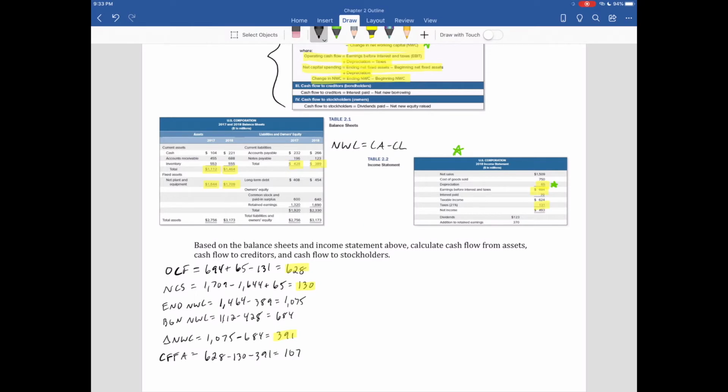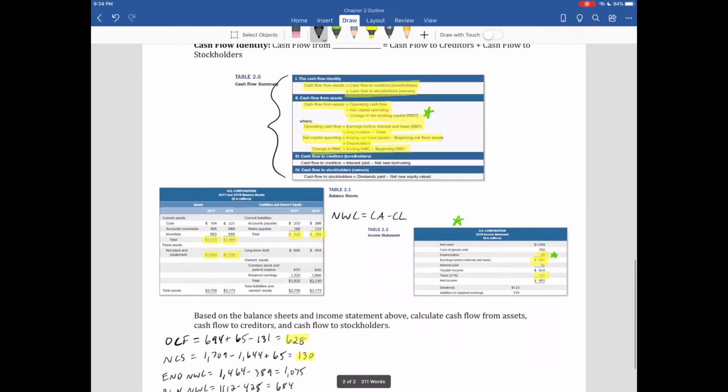Now, it is not uncommon for companies, especially growing companies, to have a negative cash flow from assets. All that would signify is that they're spending more on their fixed assets than what their current operations are generating, right? So with this positive value, their operations actually brought in more than what they spent on their asset base, fixed and current, over this particular time period. So their cash flow from assets is equal to 107. That's the left-hand side of our cash flow identity up here at the top.